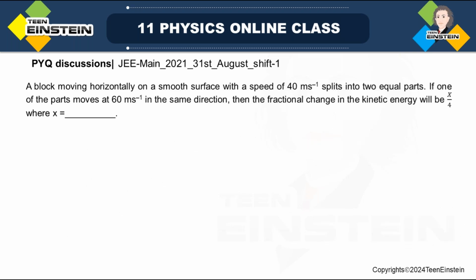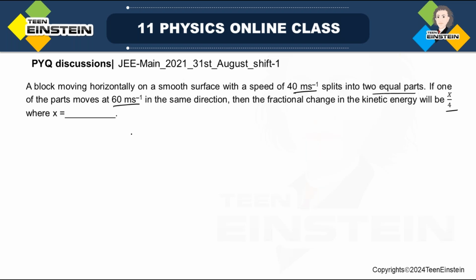Now, let us go to the next problem. Here the problem says a block moving horizontally on a smooth surface with a speed of 40 meter per second splits into two equal parts. If one of the parts moves at 60 meter per second in the same direction, then the fractional change in the kinetic energy will be x by 4. Fractional change in the kinetic energy.